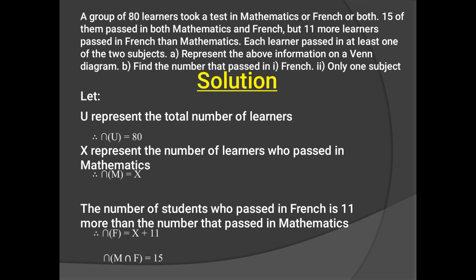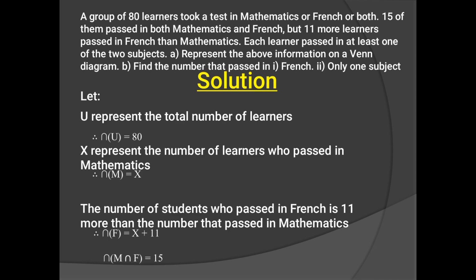So let U represent the total number of students, the total number of learners. So our universal set is 80. X is representing those that pass in mathematics. I've told you we don't know, so we are using X to represent. So the number of students that pass mathematics will be X.